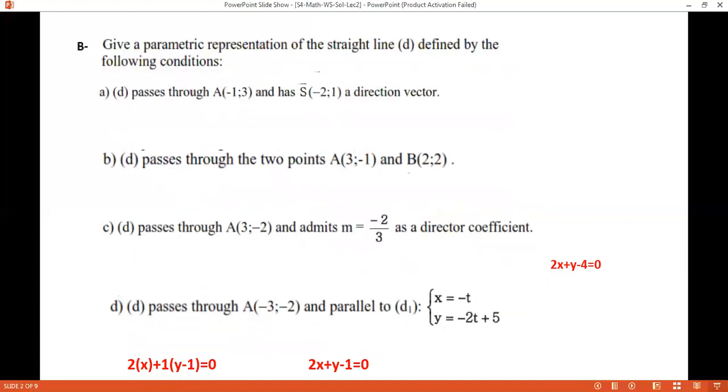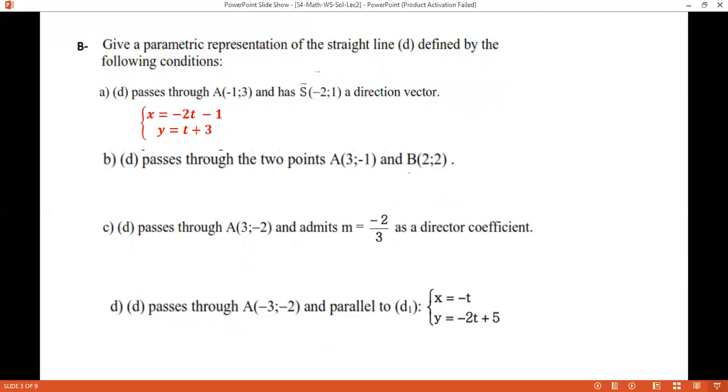Okay? Now, in part B, I need to give the parametric representation of the straight line D. In the first case, I have a point and a directing vector, and this is very easy. You just put the form, which is x equal -2t minus 1, where you put the directing vector as a coefficient of the parameter and the point A beside the parameter, as you see.